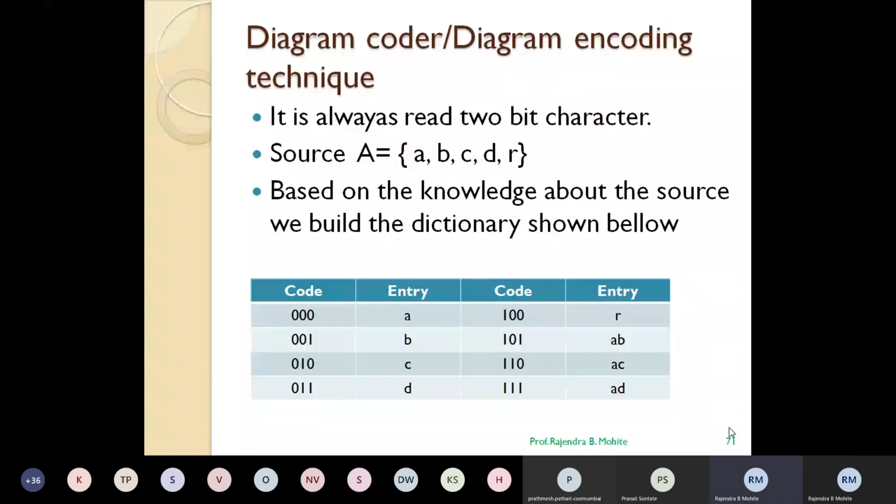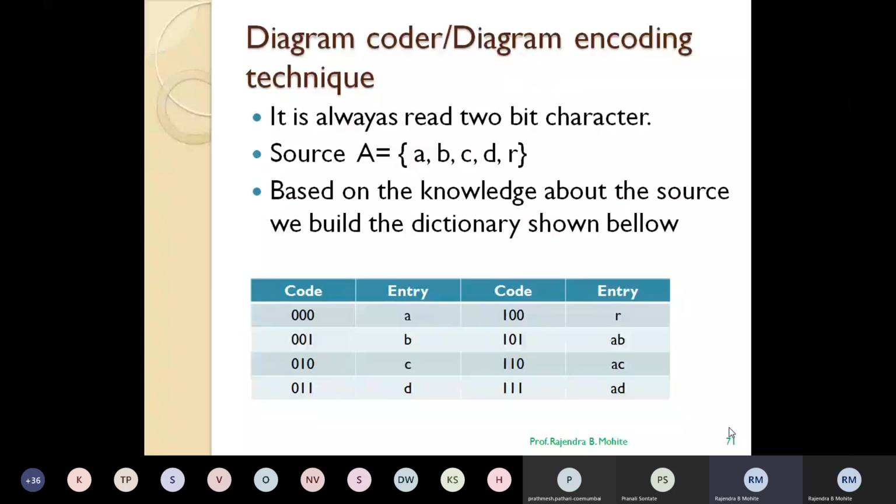So the diagram coder, also called a diagram encoding technique. If the source given to you consists of the alphabets, as you can observe on your screen, my source A is equal to A, B, C, D, R. These are the various alphabets given to you. So this is actually the source. Based on that, my sequence is a repetition of these alphabets.